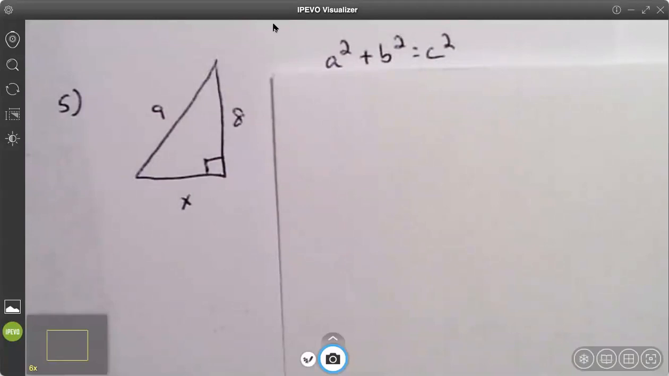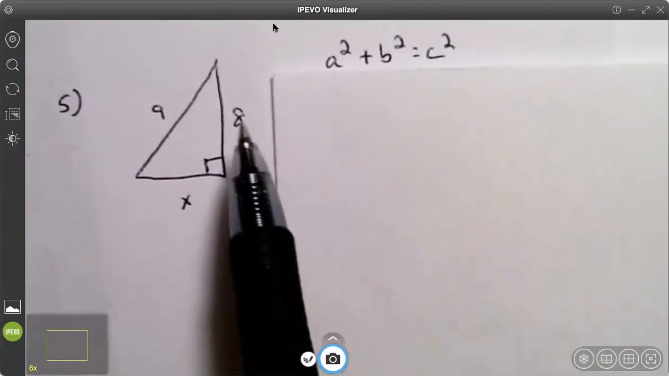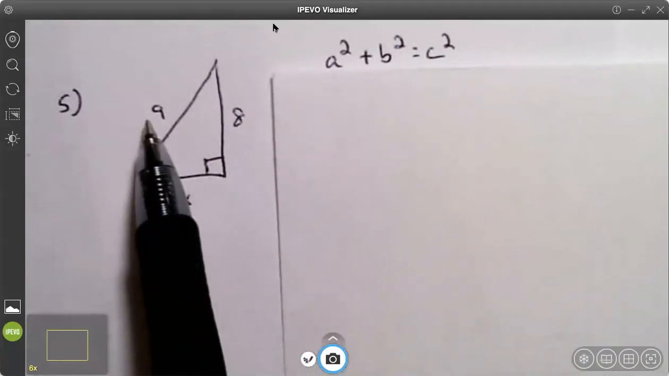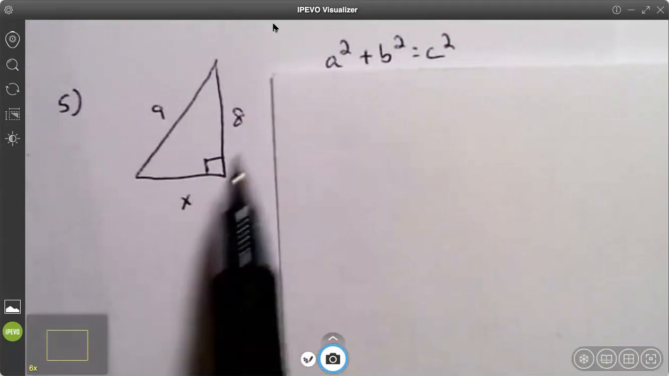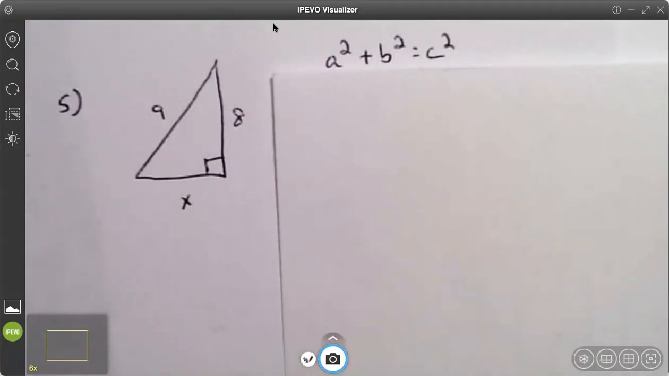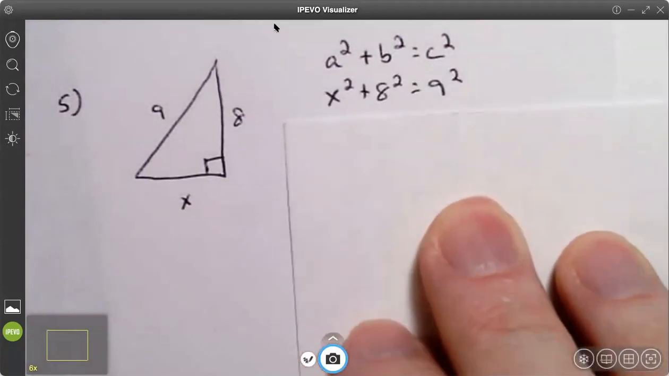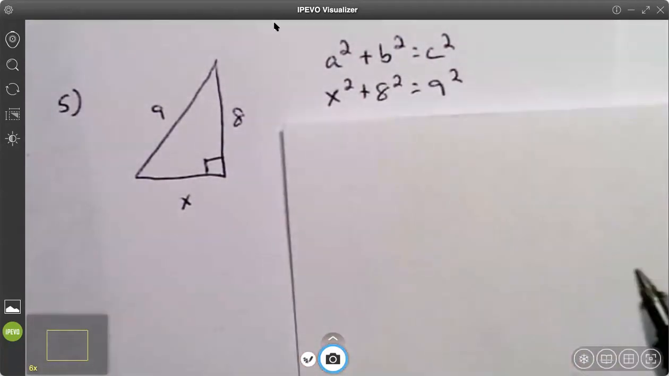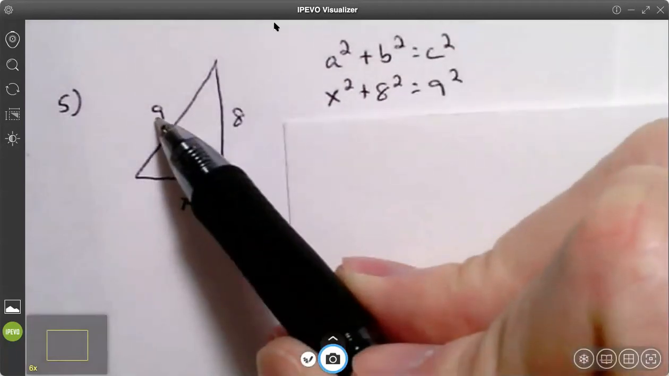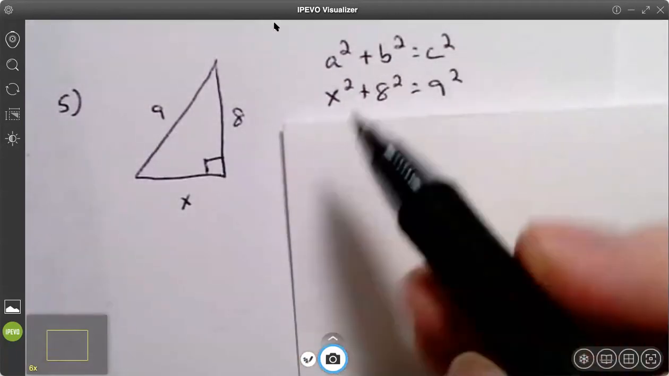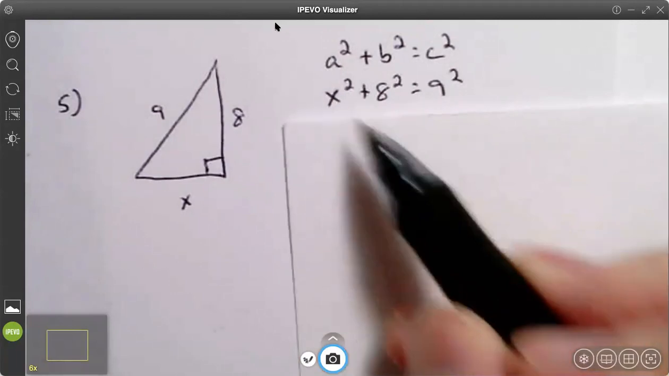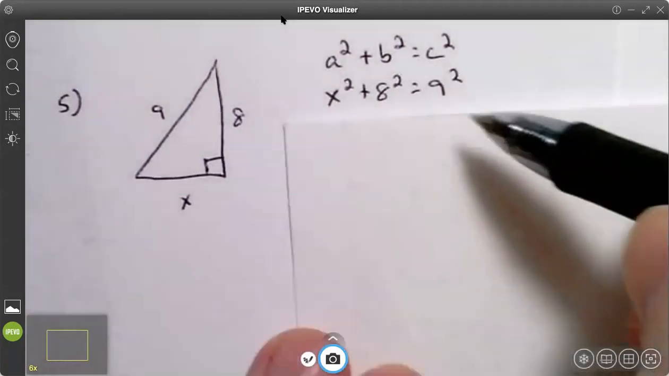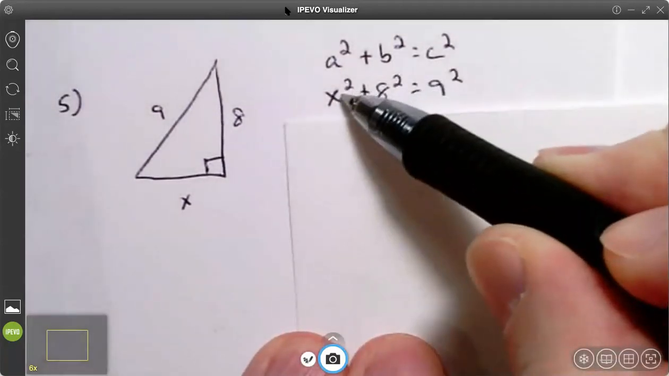Let's do one more. This time we have a right triangle and we're given one of the legs and the hypotenuse. We're finding the missing leg. We're still using the Pythagorean theorem, a squared plus b squared equals c squared. We know one of the legs, so we plug it in for either a or b. It doesn't matter which one. And we plug the hypotenuse in for c. Now I put x squared here. I could put a squared or b squared. It really doesn't matter. And I solved this equation for x.